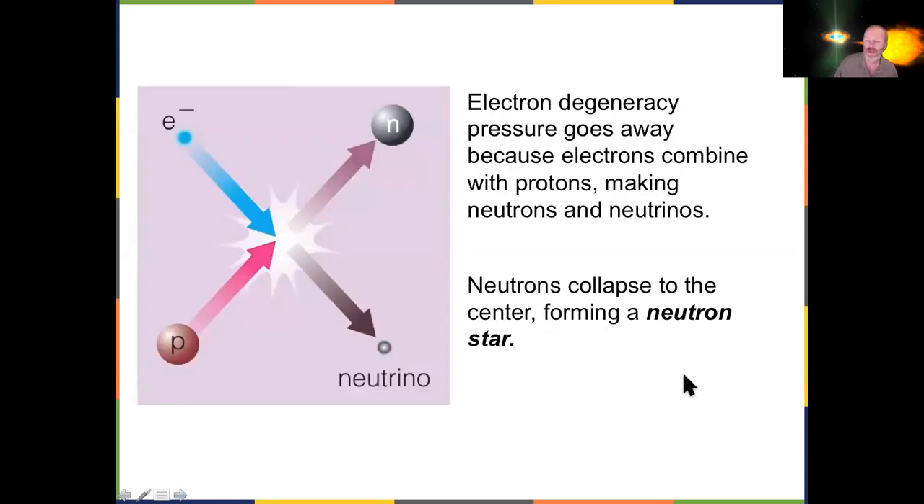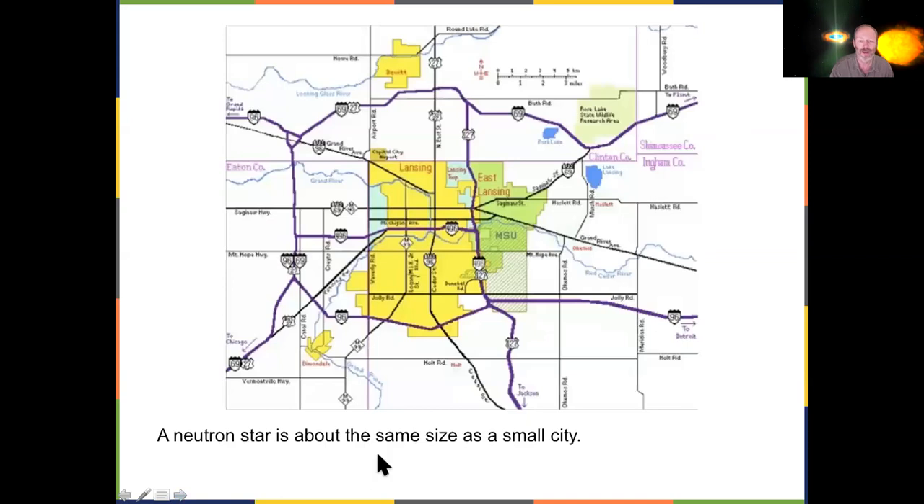What happens is that these things crunch down and there's no more space in the atom holding anything up along the way. So we no longer have what's called electron degeneracy. We now have neutron degeneracy that's happening.